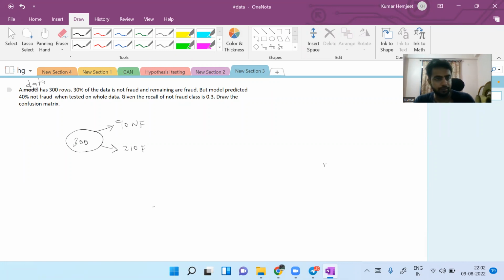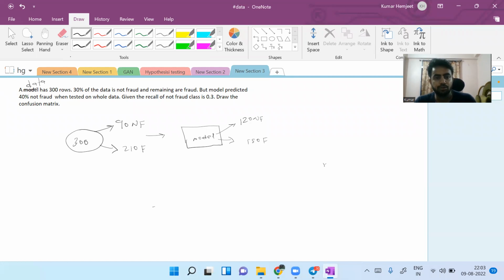But the model predicted 40% not fraud when tested on the whole data. It's like you built a model and your model is predicting 40% not fraud. That means 40% of 300 would be 120 not fraud, and the remaining 180 would be fraud. Given that the recall of the not fraud class is 0.3, draw the confusion matrix.